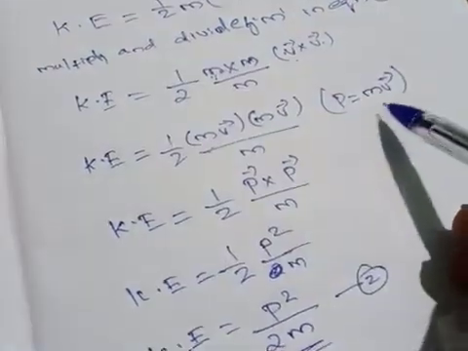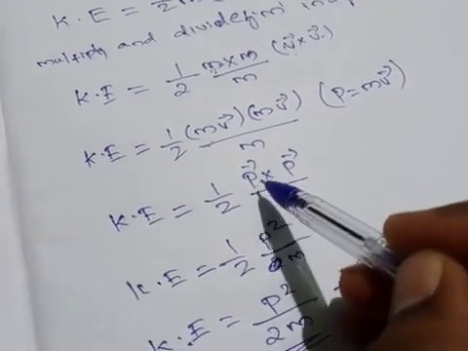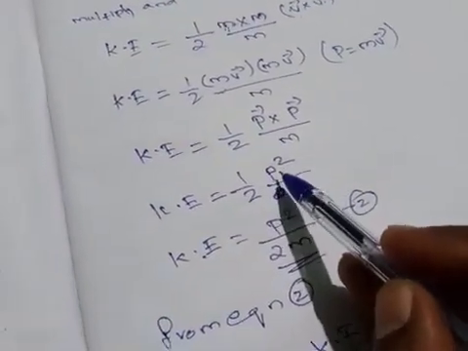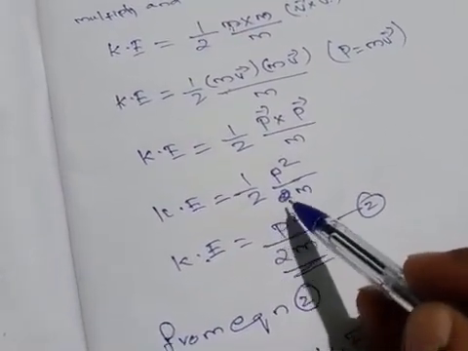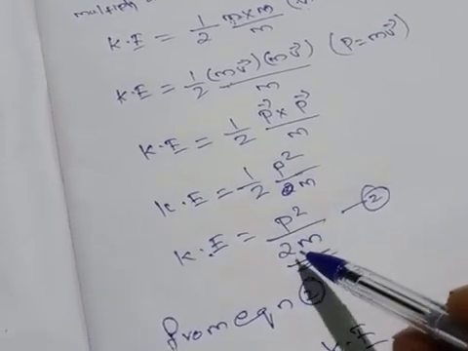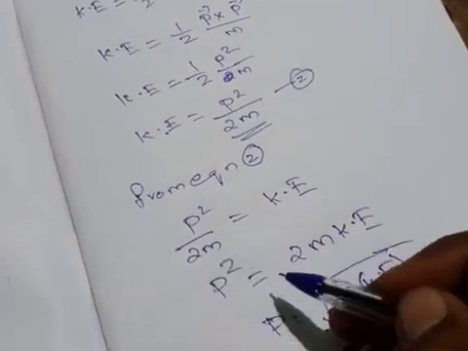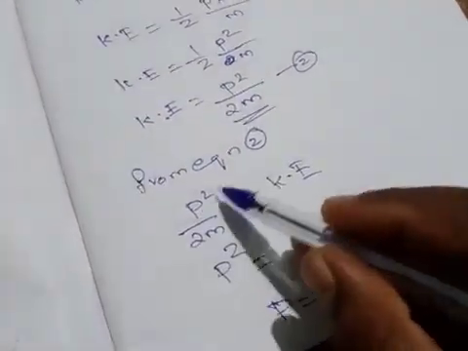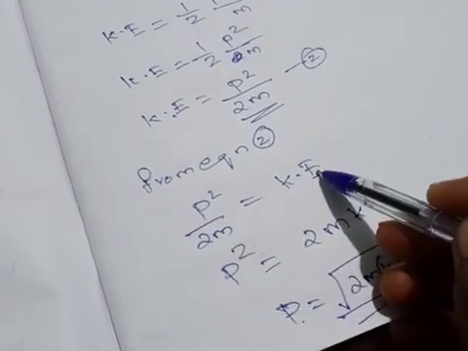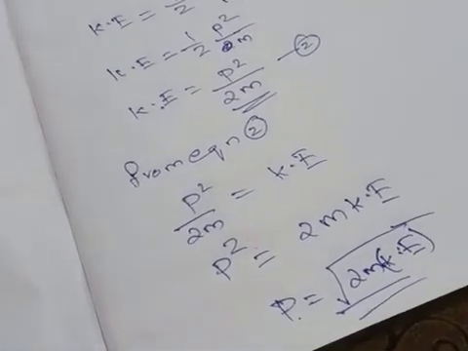So p is equal to mv. So mv means we are substituting p. So p into p is p square by m. So this same equation only I am writing, p square by 2m. So from this equation 2, I am writing in terms of p. So p square by 2m is equal to KE. I am taking this 2m here. Next step, p square is equal to 2m KE.